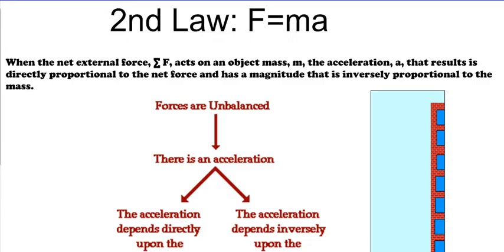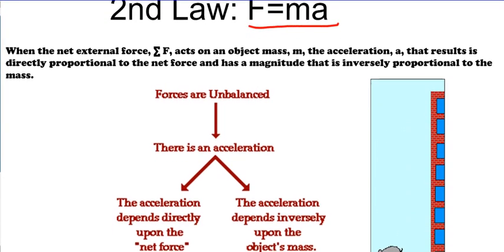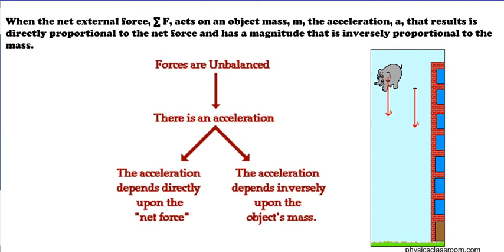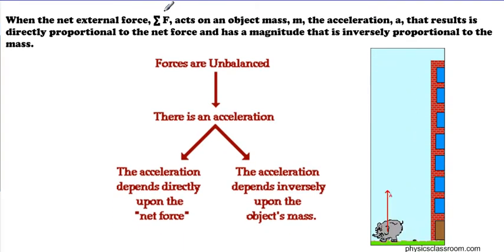The second law, we can summarize it as F equals ma, and we can write this in a couple of different ways, which I'll show you in a little bit. The way we define this is when the net external force, sigma F, acts on an object of mass m, the acceleration a that results is directly proportional to the net force and has a magnitude that is inversely proportional to the mass.